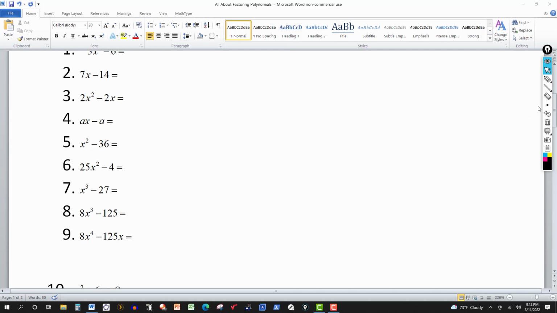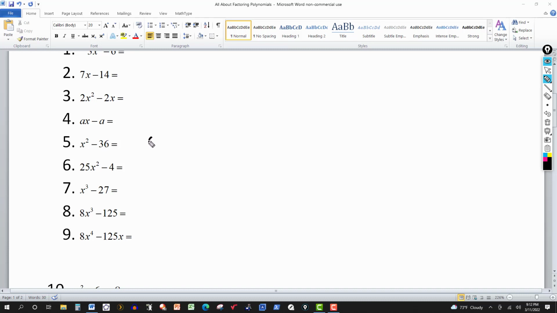We left off with number 5, rather. Number 5, I have the difference of two squares, x squared minus 36. Now notice you might have a common factor, so look for the common factor or the GCF. We don't have anything, so it's definitely the difference of two squares. X squared, obviously the square. 36 is 6 squared, so it's a square.